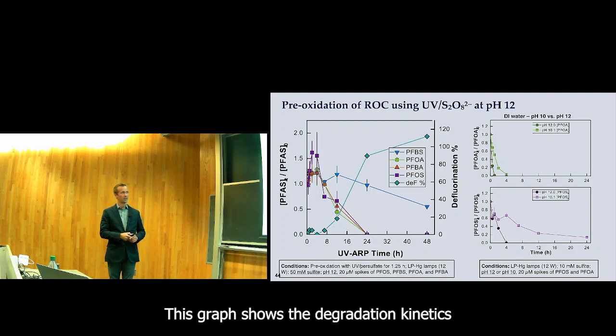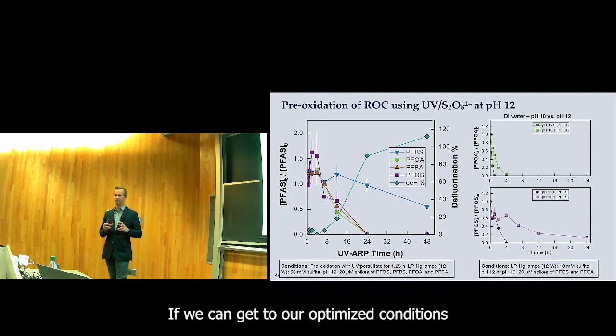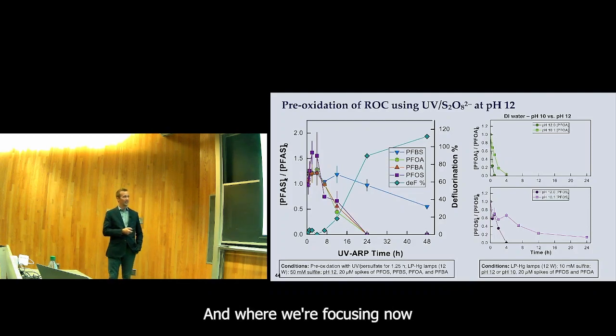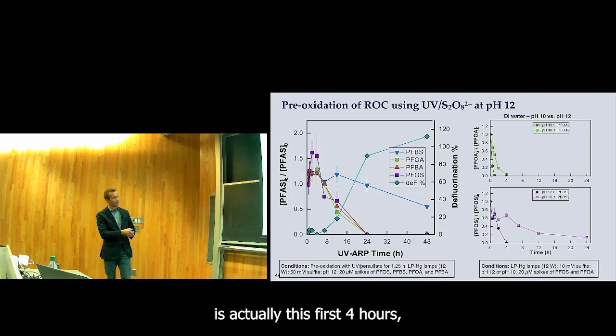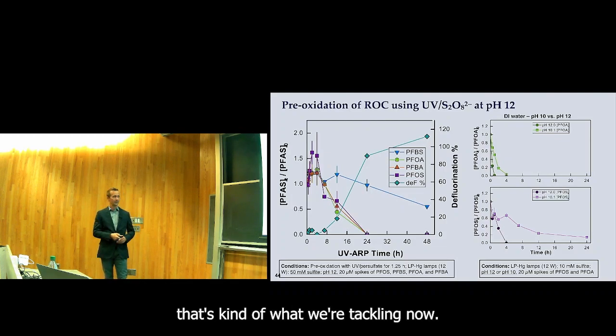This graph shows the degradation kinetics we measured for PFOA and PFOS at pH 10 versus pH 12. It doesn't get us all the way there, but it is a step in the right direction. If we can get to our optimized conditions in DI water somehow, that would be really great. And where we're focusing now is actually this first 8 hours. You'll notice there is some noise in the data, but within the first 8 hours, there's not really any attenuation. And I think this is probably coming from the high nitrate levels. So that's what we're tackling now.